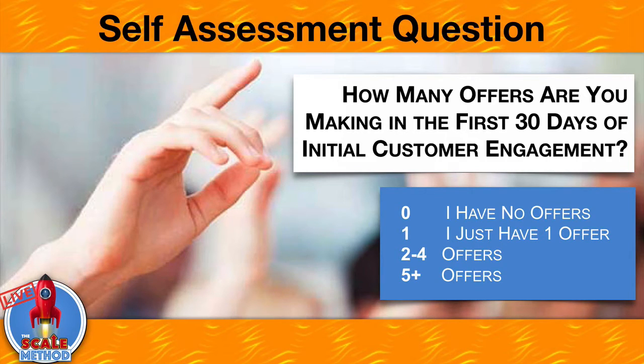Ideally, you want to be in that 2 to 4 offer spot. We'll cover that more in more advanced trainings, but you should be offering people multiple offers in the first 30 days. Because remember, just because they said no to one thing doesn't mean they're going to say no forever.